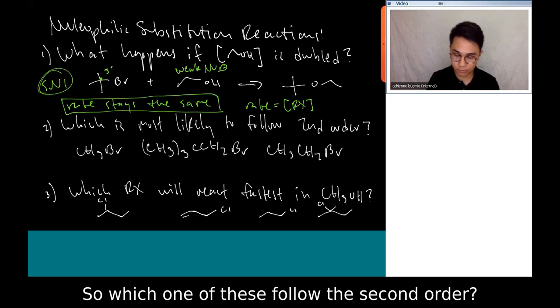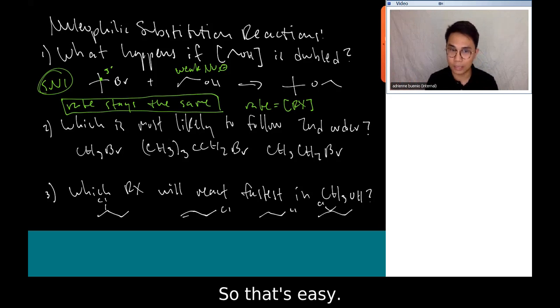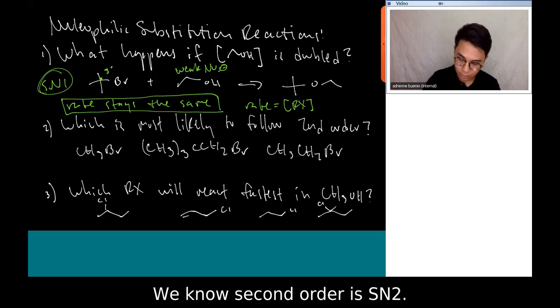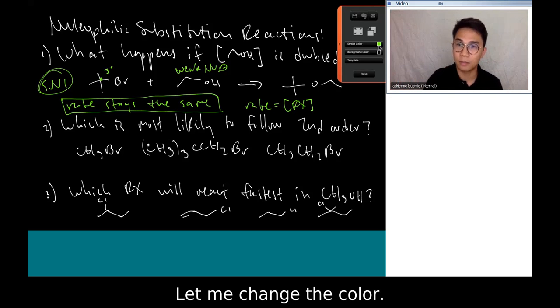So which one of these follows second order? That's easy. We know second order is SN2. Let me change the color.